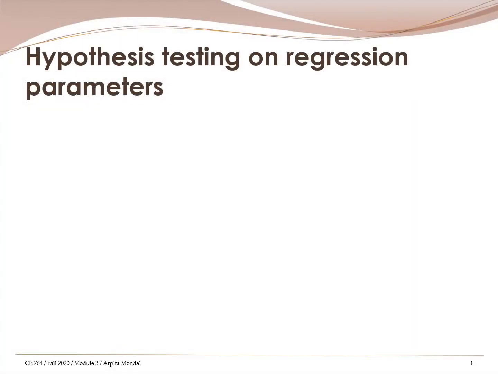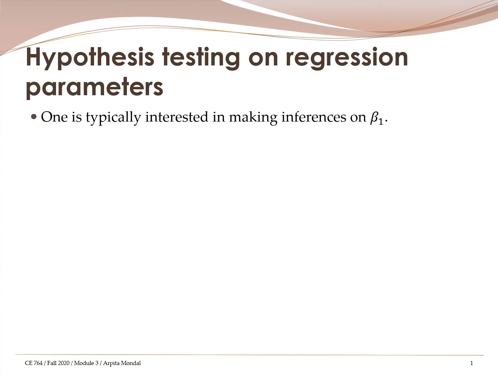Let us now see how we can do hypothesis testing on the regression parameters. As we discussed earlier, out of the two regression coefficients, beta naught and beta 1, beta 1 is more important to us, because beta 1 will tell us whether there is any association between x and y, and if yes, then to what degree. Therefore, one is typically interested in making inferences on beta 1.